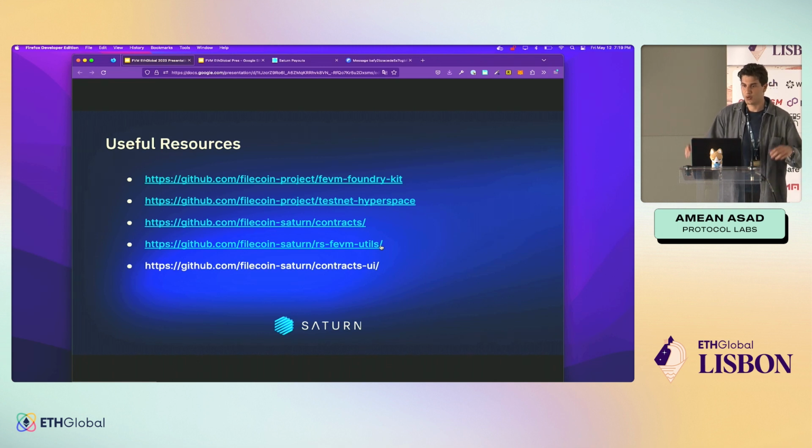The library is very new. We're developing it, and there are some issues. So if you feel the Web3 heart in you to come in and contribute, feel free to do so.